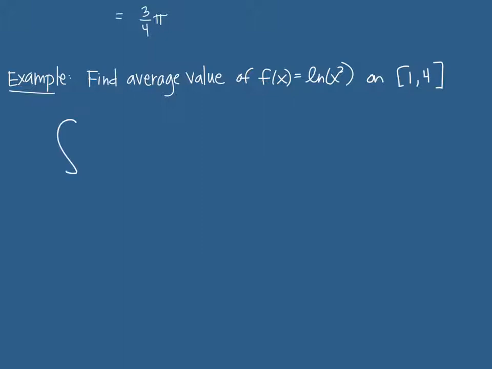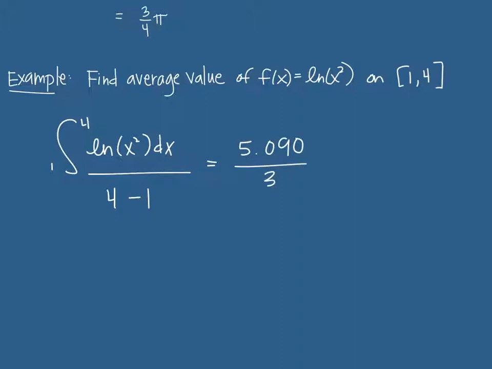And so we'll set up the integral from 1 to 4 of the natural log of the quantity x squared dx over 4 minus 1. Using our fnInt, we'll have math 9 from 1 to 4 of the natural log. I get, let's see how quickly I can do this, I get 5.090 over 3, which is 1.697.